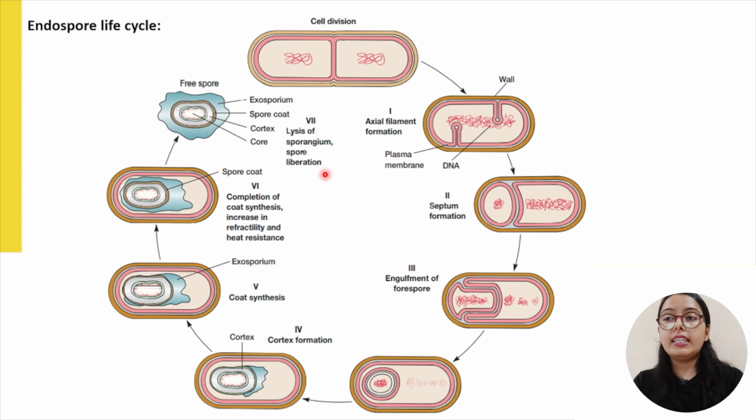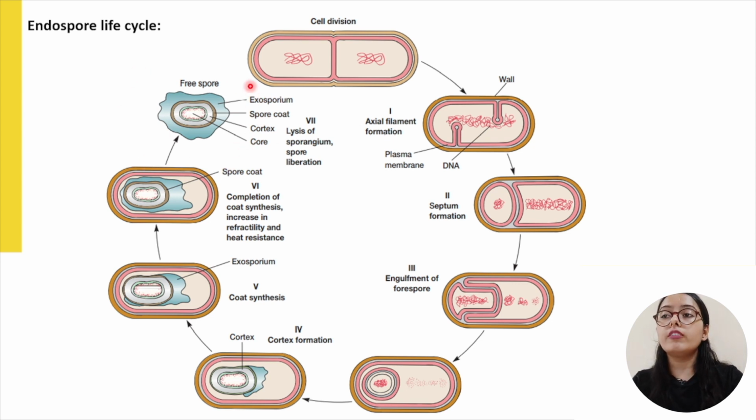So when the lysis enzymes finally break down the sporangium, the final free spore or the endospore is obtained. As we can see, the structure of this endospore has various components.